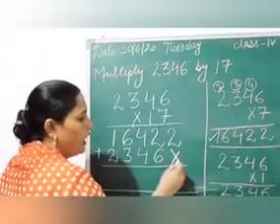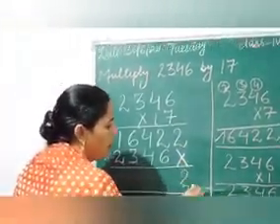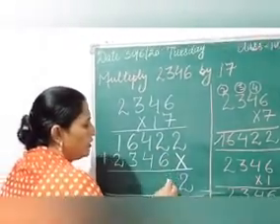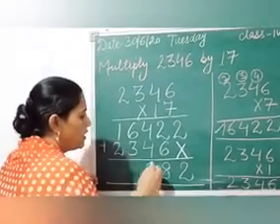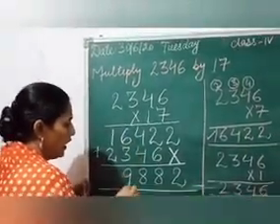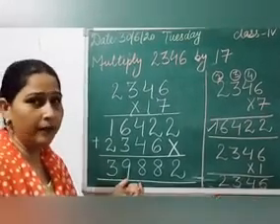2 and here is nothing. Cross means nothing. 2 and nothing, it means it will be only 2. 2 and 6 added, it will become 8. 4 plus 4, 8, 6, 3, 9, 2 and 1, 3. So we got this product as an answer.